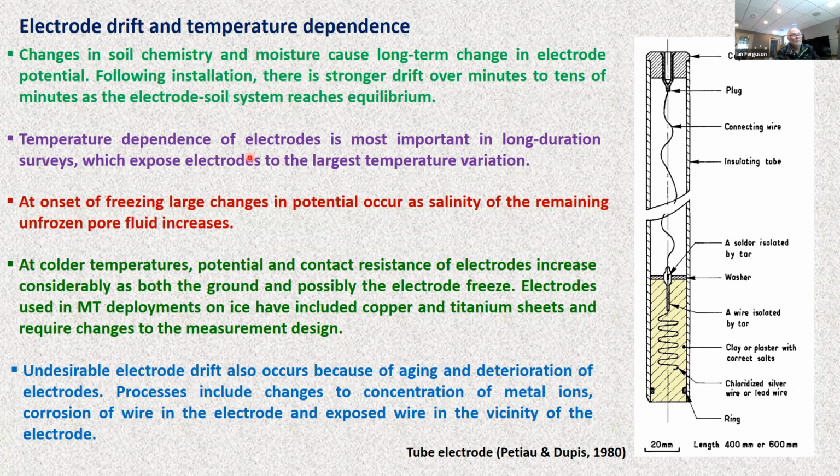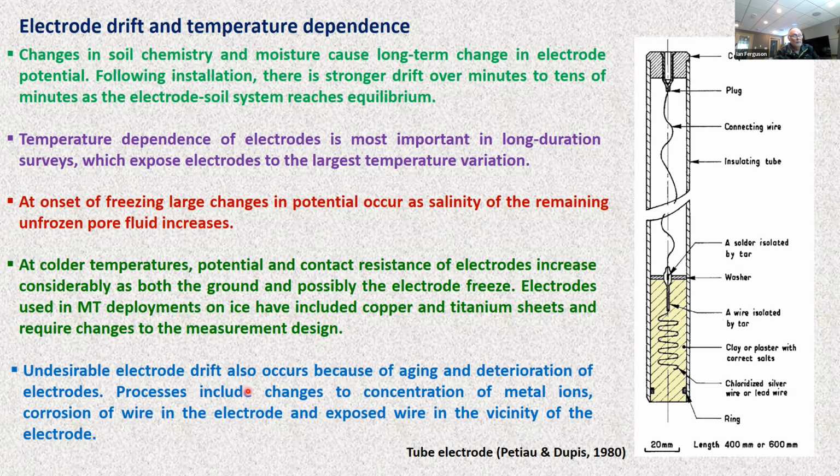Temperature is important, and of course, the worst temperature effects will be seen in the longer surveys that expose electrodes to the largest temperature variation. Freezing is an issue. As freezing occurs, the salinity of the unfrozen pore fluid will increase, changing the chemistry, changing the electrode potential. And then finally, at even colder temperatures, as the ground and possibly the electrode itself freezes, quite large increases in potential and resistance will be observed. And so other methodologies have to be used for metal deployments on ice or in completely frozen soils. And I'll mention those again in a minute.